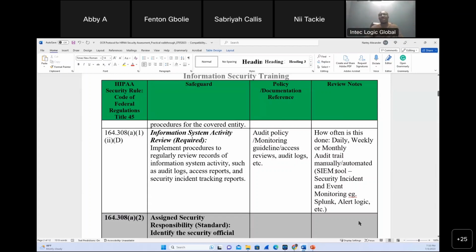Automated. Now people use manual and it is difficult. Now there are some automated tools. We call them SIEM, Security Incident and Event Monitoring tools, SIEM.